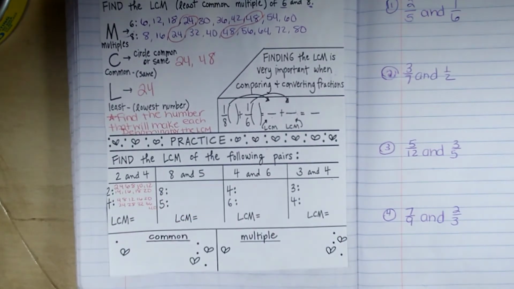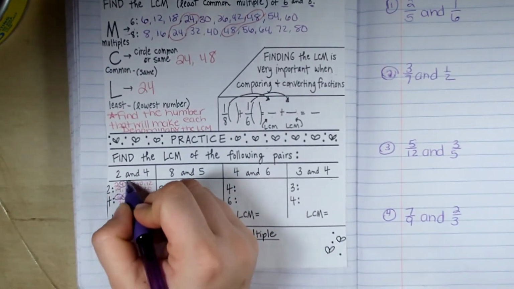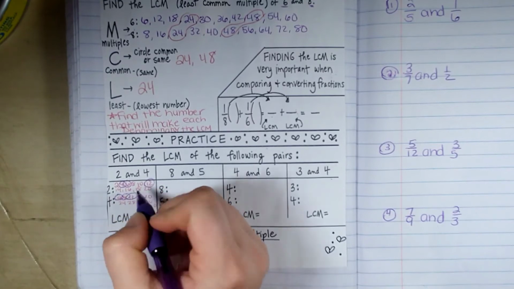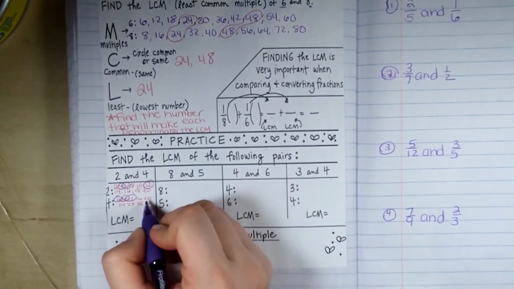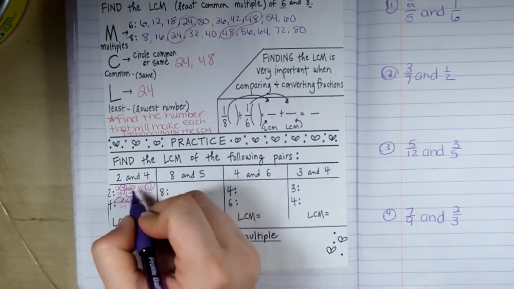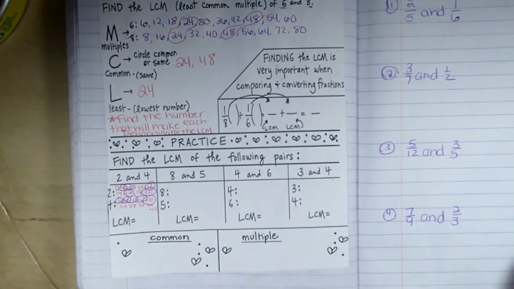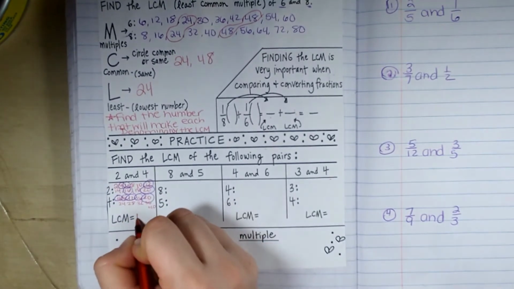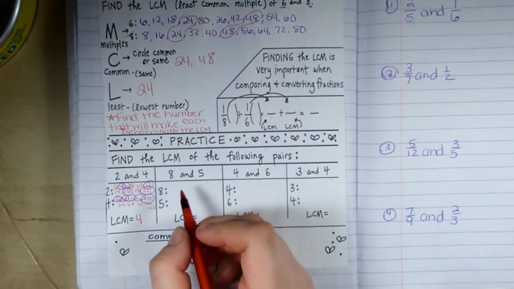Okay, the ones that they have in common are 4, 8, 12, and so forth. I can keep circling 16, 20. But the lowest one that they have is 4. Okay, and that's all I'm doing here.